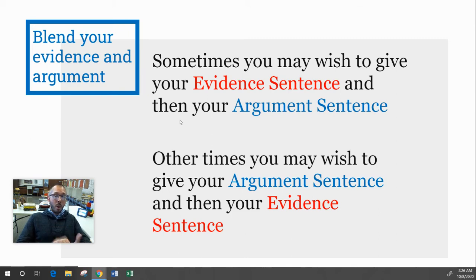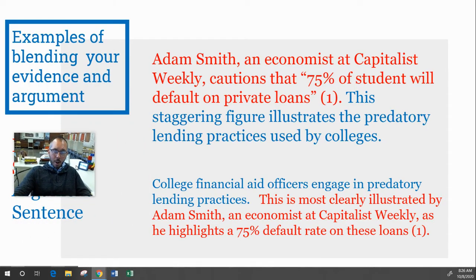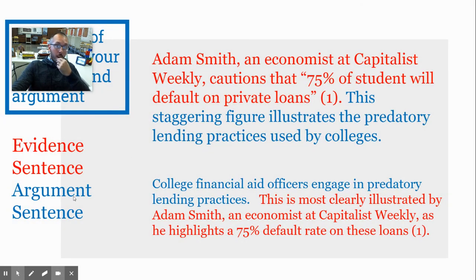Notice the evidence is in red and the argument is in blue. So over here, we've got examples of blending your evidence and argument. So here's an evidence sentence. Adam Smith, an economist at Capitalist Weekly, these are all just made up, cautions that 75% of students will default on private loans. So there's my evidence. And now I'm going to tie this back to my argument. This staggering figure illustrates the predatory lending practices used by colleges. And yes, Judge Judy, see, this is a problem. And I bring it back to my claim.